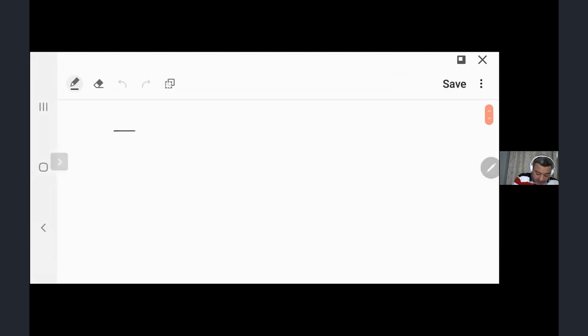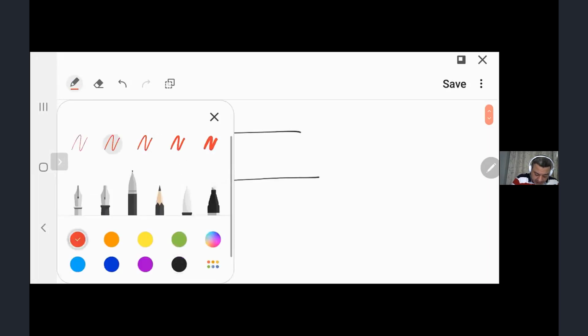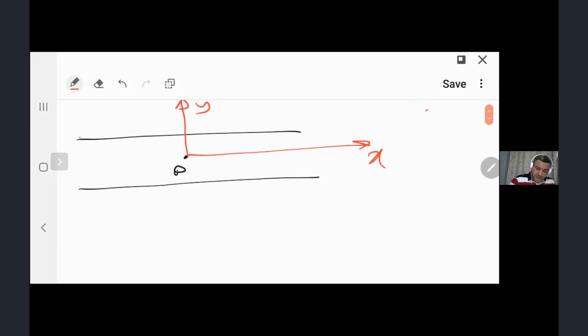Okay, so those are my two wires. This is my point P, where I will put my coordinates. Those are the two parallel wires. I have one of them with current going in this direction. I'm going to call this one I1, 12 ampere. The current I2 is 24 ampere.